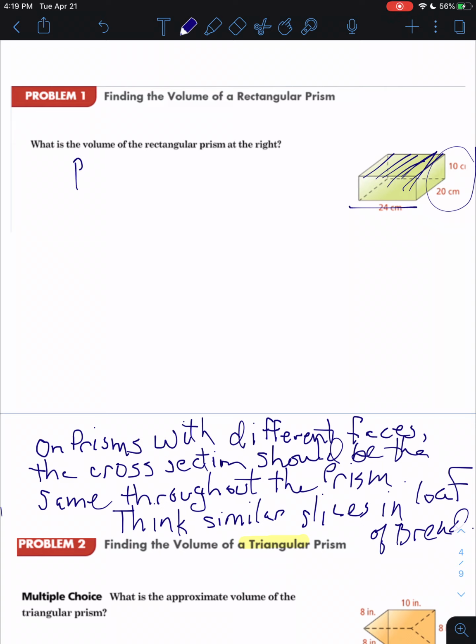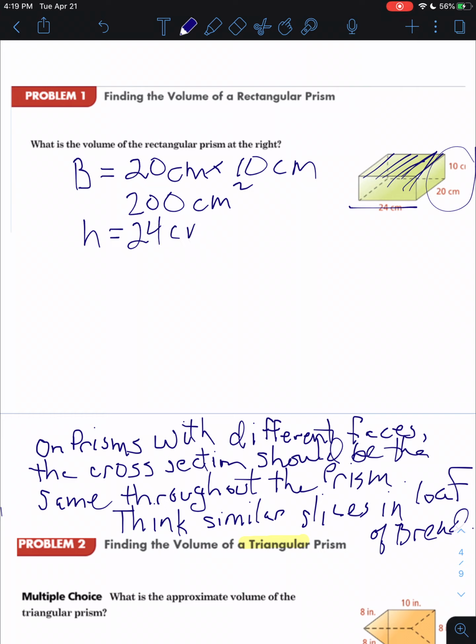So we'll call the base area 20 centimeters times 10 centimeters, which would give us 200 centimeters squared for the base. Okay, h then is the third length, and that's 24 centimeters. And the volume that we just looked at was base times height, which would be 200 centimeters squared for the area of the base, times the height, which would be 24 centimeters.